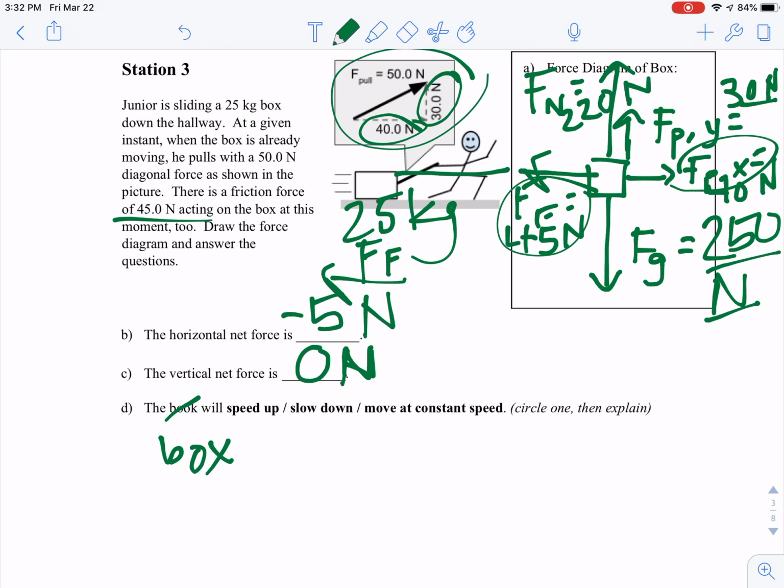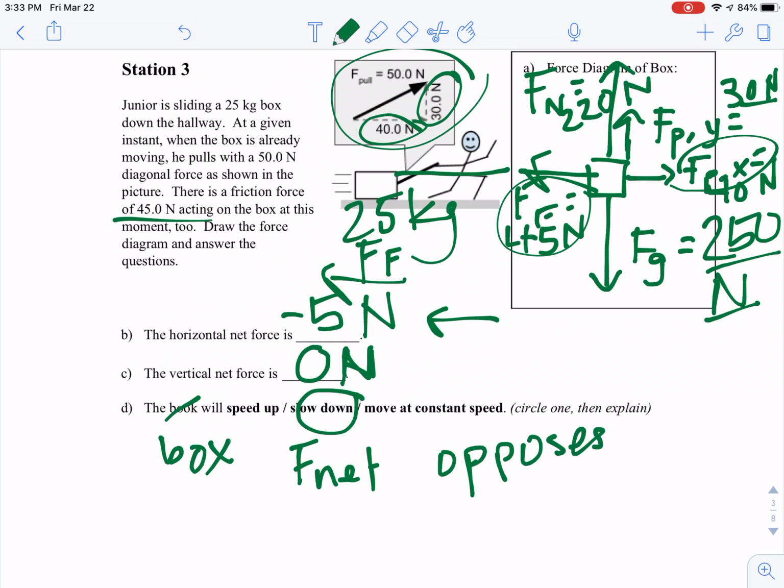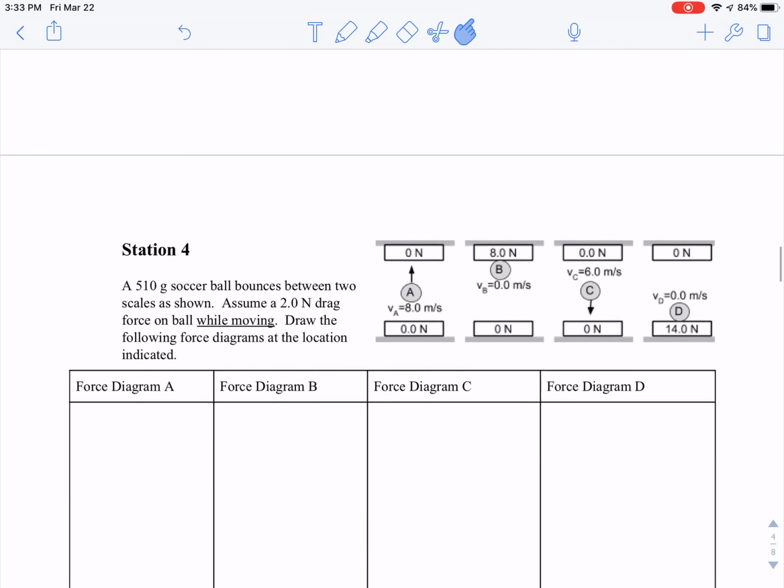The box will either speed up, slow down, or move at a constant speed. So we can see that our horizontal net force is -5, so that's to the left. We know the displacement is moving to the right, so it's going to slow down because F net opposes the motion. If F net went to the right, then it would be speeding up, but it's slowing down because F net opposes the motion.